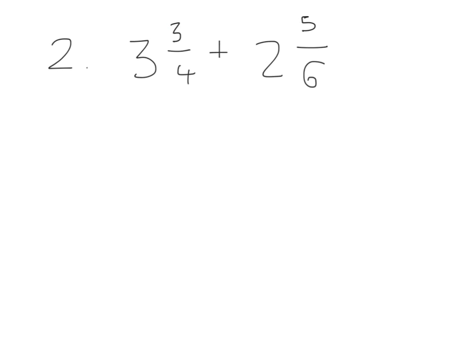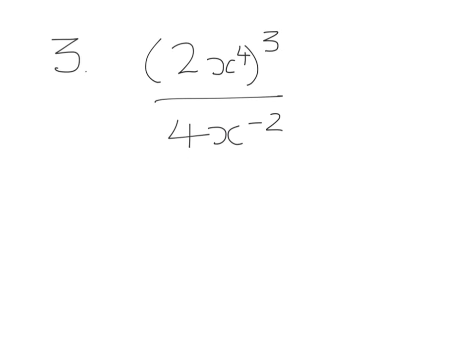Question 2, there are a couple of different methods you can use for this. I tend to start by making them top-heavy fractions. So 4 times 3 is 12, add 3 is 15, so 15 over 4, plus 6 times 2 is 12, 12 add 5 is 17 over 6. Your next step is then to make the denominators the same, and then it's a simple addition.